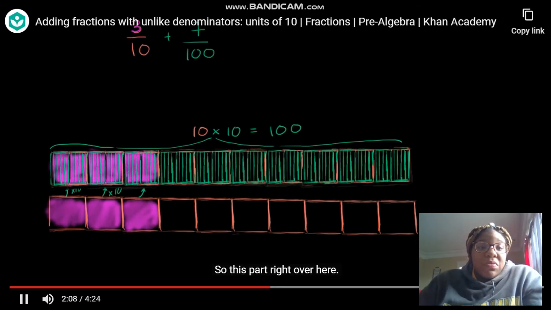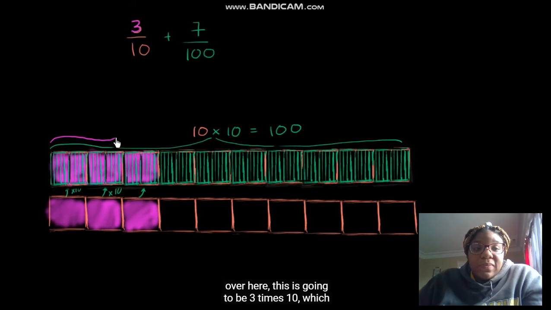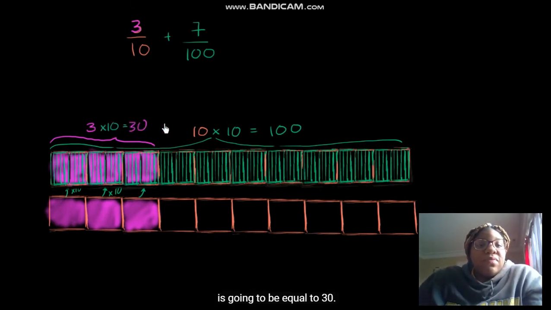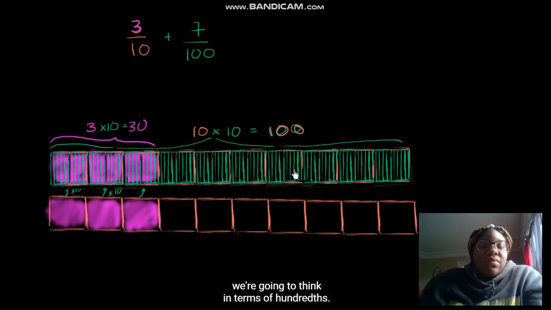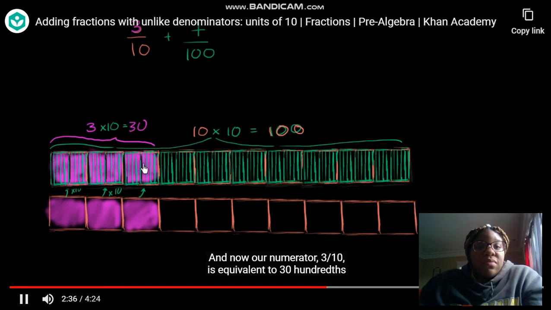So this part right over here. 3/10 is equivalent to how many hundredths? Look at how much he just shaded in. This part right over here is going to be 3 times 10, which is going to be equal to 30. 10 times 10 is equal to 100. So this is how we're going to change the denominator. Instead of thinking in terms of tenths, we're going to think in terms of hundredths. And now our numerator, 3 tenths is equivalent to 30 hundredths.